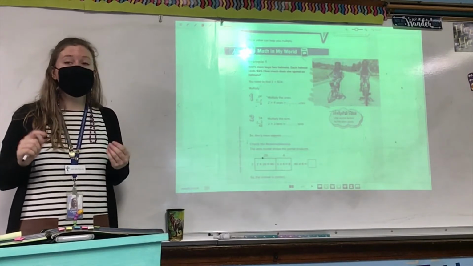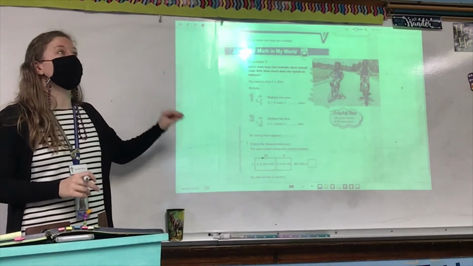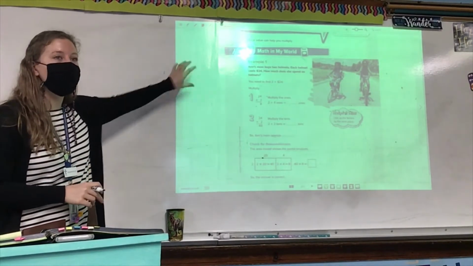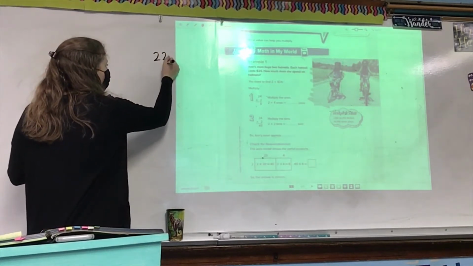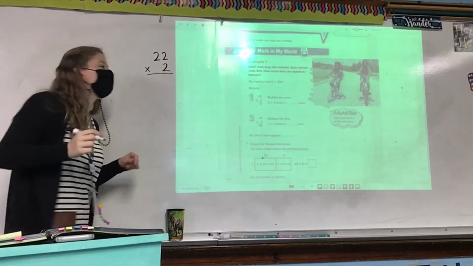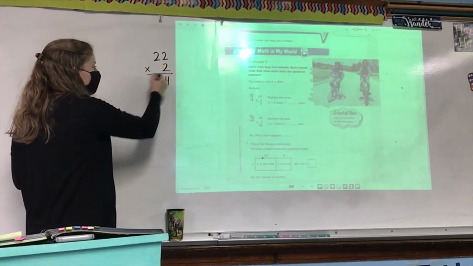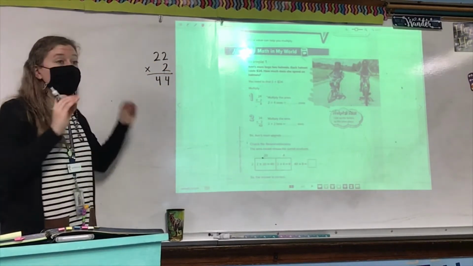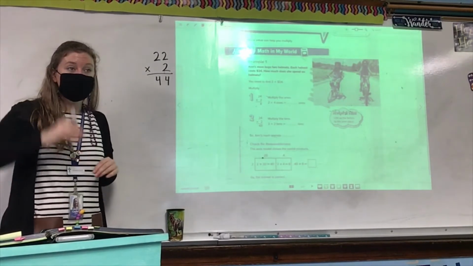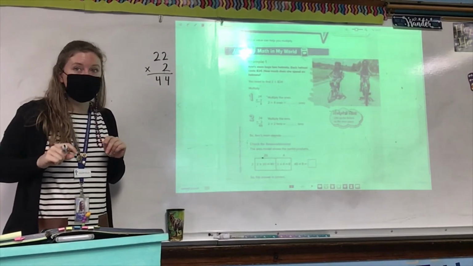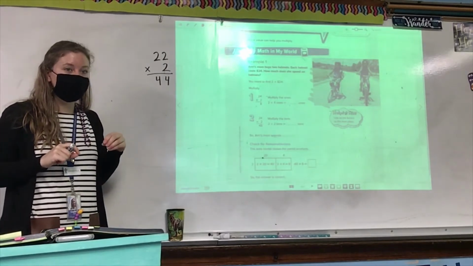Because the importance of models, the reason we do them first, is because it shows you why. You may know that to find 22 times 2, you multiply 2 times 2, which equals 4, and then 2 times 2 again, which equals 4. But if you don't know why 22 times 2 is 44, this isn't going to help you much when we stop doing multiplication for a while because we're moving on to another subject and then we come back to it. You may not remember.